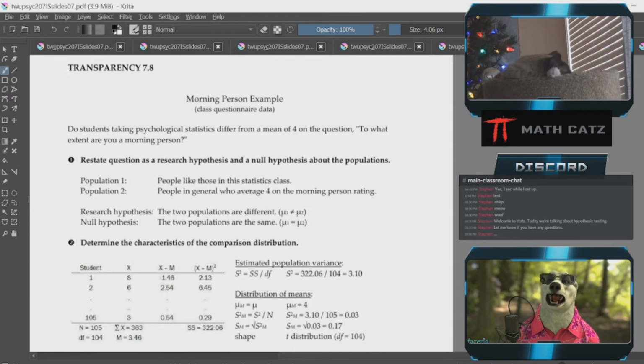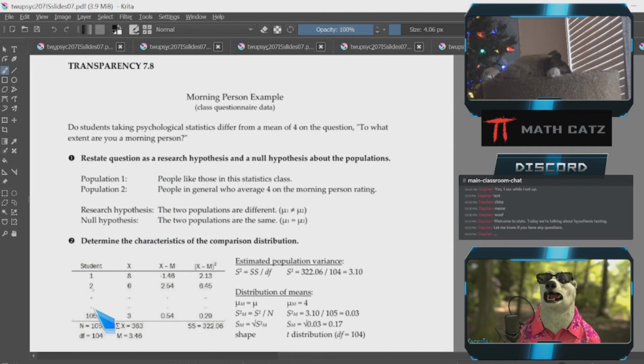We do some calculations. Our sample is 105 students. Do the calculations. In the normal questions, this will be given to you in some sense, at least the sum of the squares. We get a sample mean of 3.46. Sum of the squares is used to estimate the population variance. Sum of the squares divided by n minus 1, so 104.